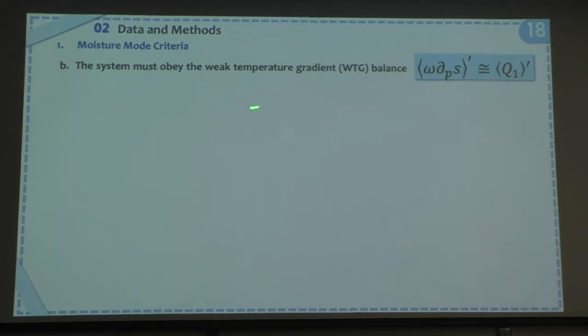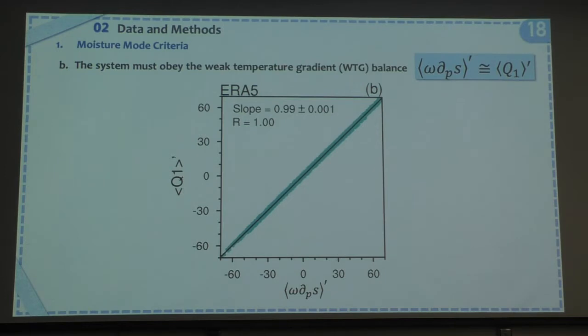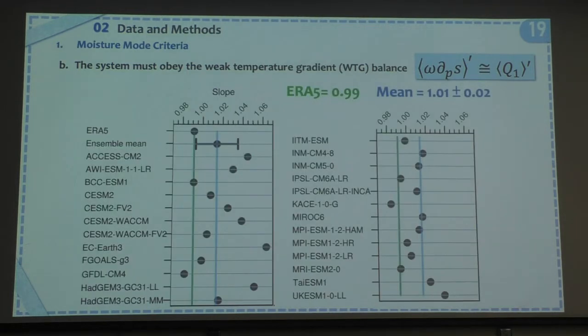Second, the criteria need to satisfy the weak temperature gradient balance, which means the vertical dry static energy advection is dominant in the heat source. They show you the observation result. The slope is very high, close to 1. And compared with the models, our model can show us the slope is close to 1, which means the least CMIP6 models can satisfy the WTG criteria.